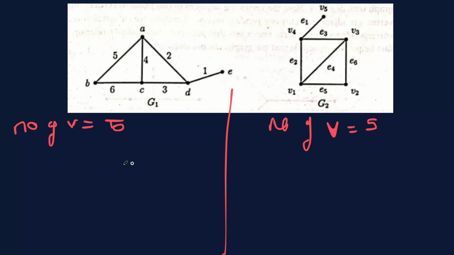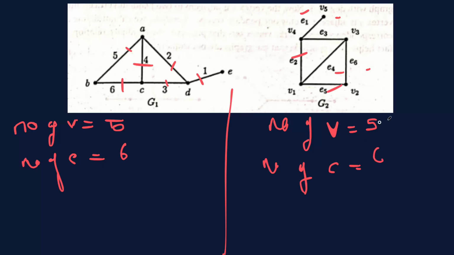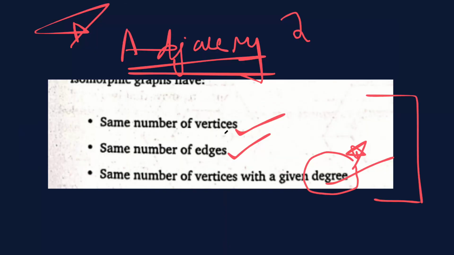Fine. Next, check the number of edges. Here, counting 1, 2, 3, 4, 5 and 6, there are 6 edges. Here also, E1, E2, E3, E4, E5, E6, there are 6 edges. Now both of these two conditions have been satisfied.